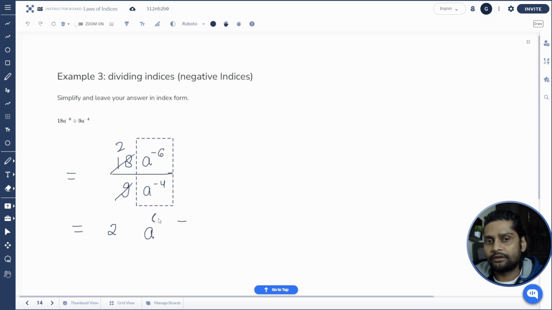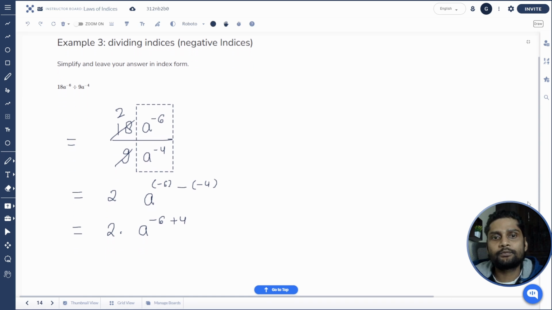This time you have to be careful because the exponents themselves have some negative signs. So it's better to keep them in parentheses. And when you open the bracket, see what happens. We have negative 6, negative, negative become plus. So the resultant sign will be whatever you get after opening the bracket. You then get a raised to the power of negative 2.